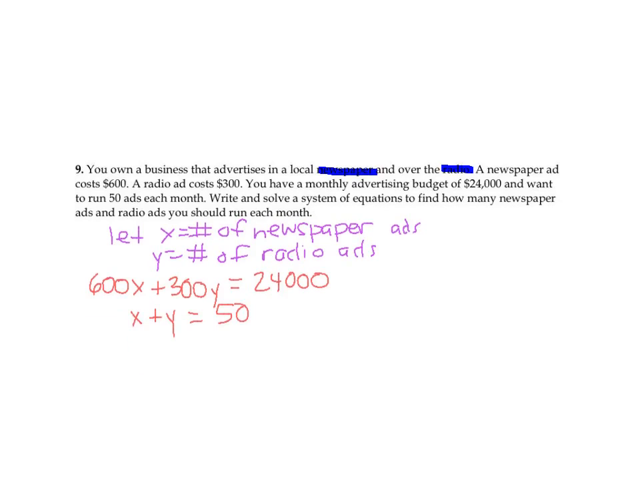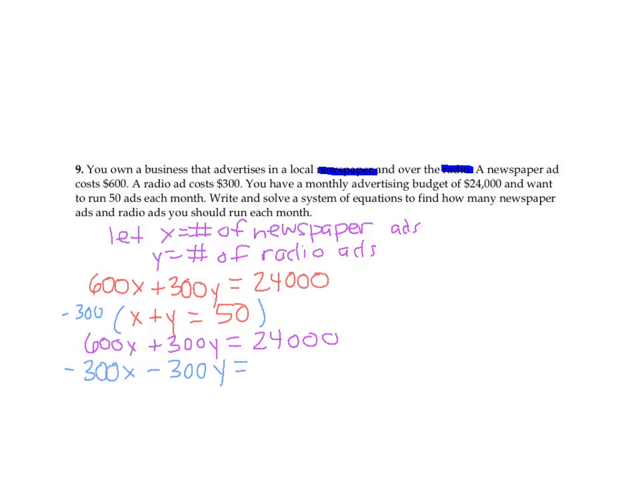It looks like the easiest way to solve is to just multiply through on the second equation so that we can cancel some terms. Before I do that, I'm just going to rewrite my first equation, so when I multiply through, I can write that right underneath. And now I'm deciding to multiply the bottom equation by negative 300, so our 300y's can cancel. When I do that, I get negative 300x minus 300y equals negative 15,000, when we use our calculator to do 50 times negative 300.